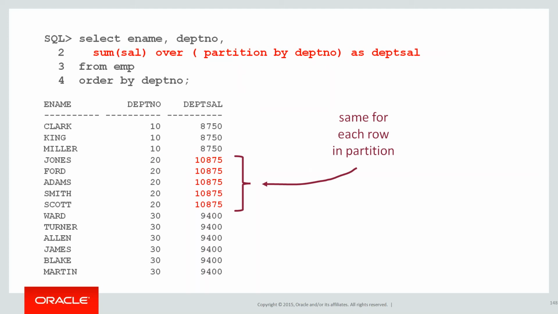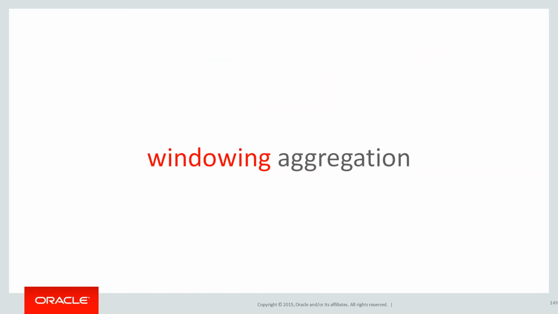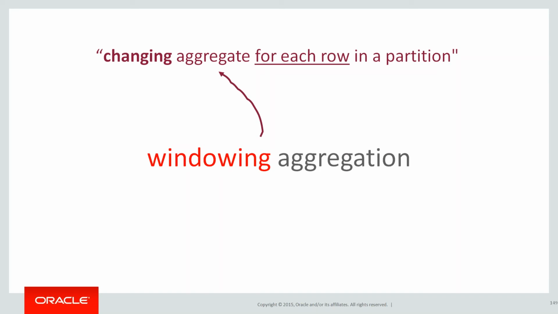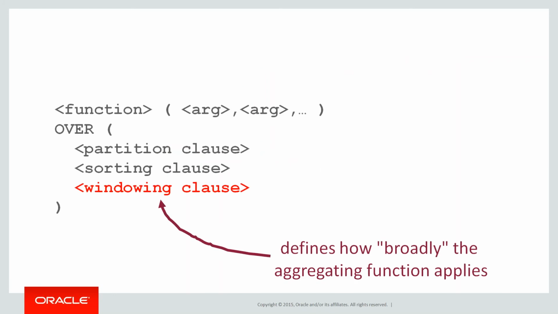That's a reporting aggregate. The other kind is what we call windowing aggregation, and we're sort of leading into that last window clause now. A windowing aggregation is where the aggregate can change in each row in the partition. And this is where the windowing clause comes in. It defines how broadly an aggregating function applies. Let's look at an example.